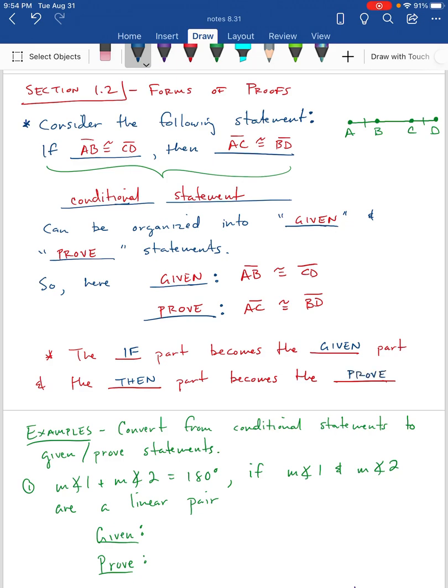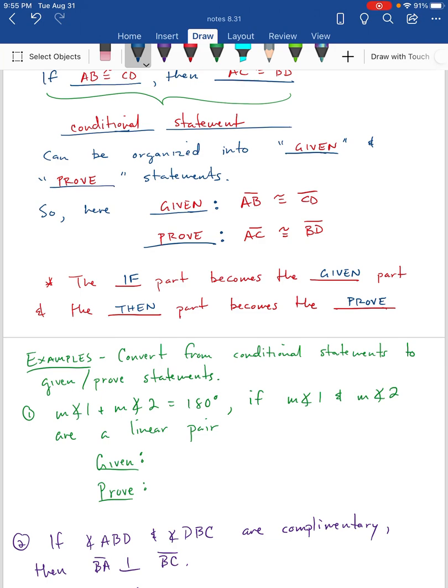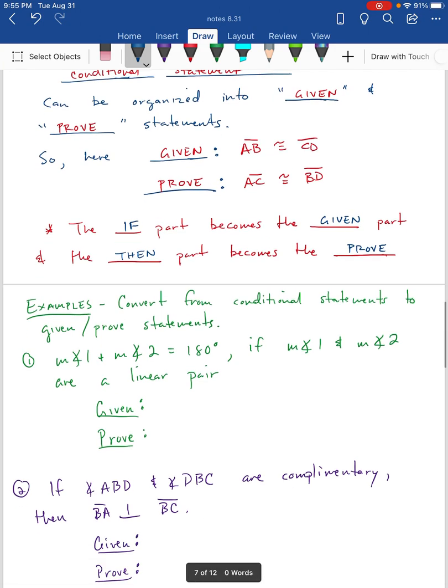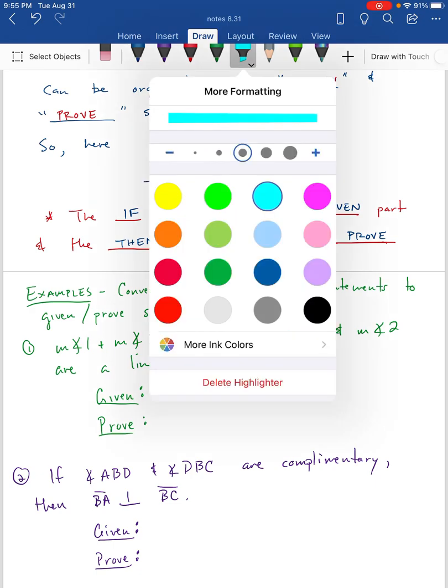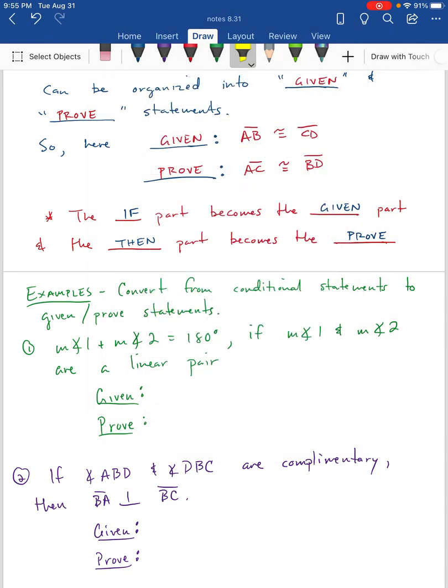Okay, so we are going to do some examples like that. We're going to convert from conditional statements to given-prove statements. Okay, so my first one, I have that the measure of angle 1 plus the measure of angle 2 is equal to 180 degrees if the measure of angle 1 and the measure of angle 2 are a linear pair. Okay, so notice that if is at the end of the sentence here. Okay, this is your hypothesis. The if stands for the hypothesis. The then is your conclusion. Okay, so what you're trying to prove.